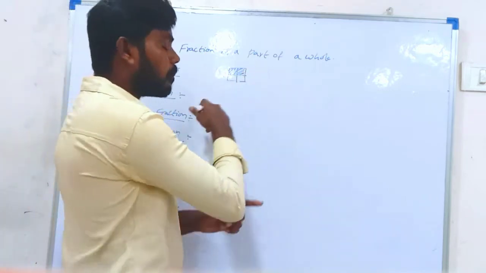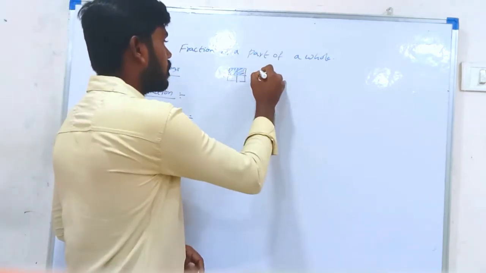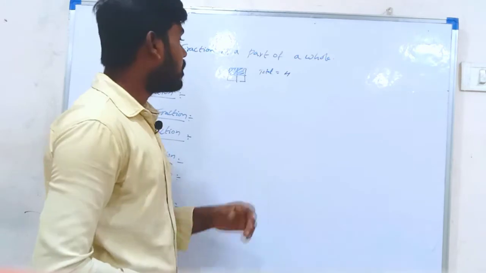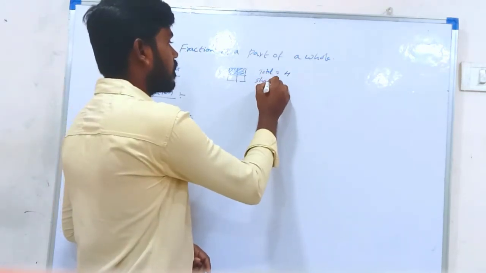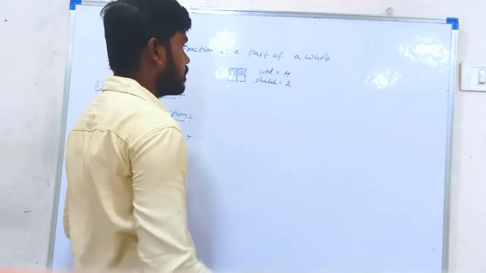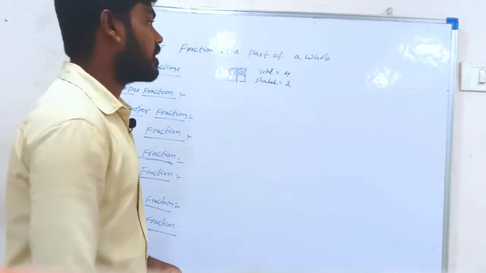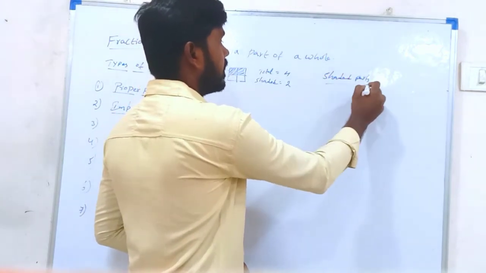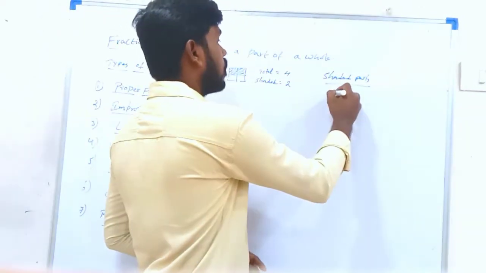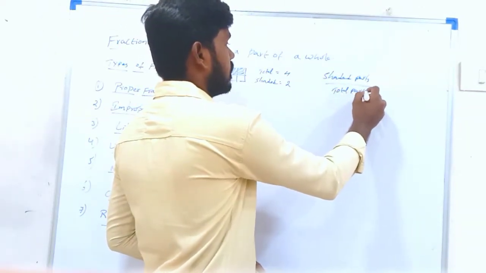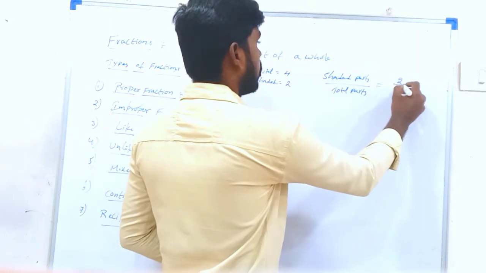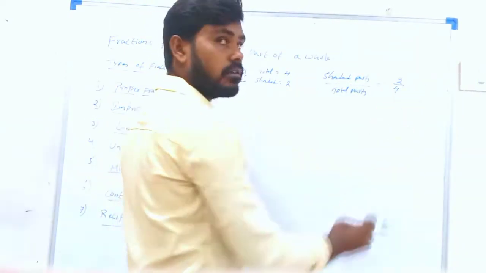See, how many total parts are there in the picture? Total parts of the picture are 4. How many parts were shaded? Shaded parts are 2. It can be represented in the fraction as the number of shaded parts divided by total parts. So it can be represented as 2 by 4. This is called a fraction.